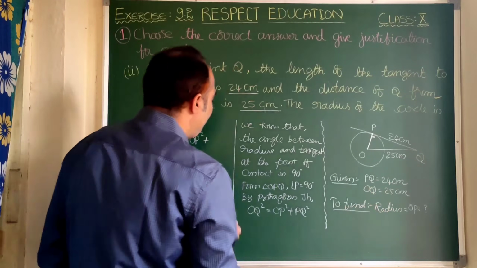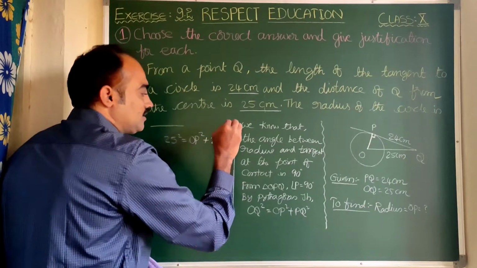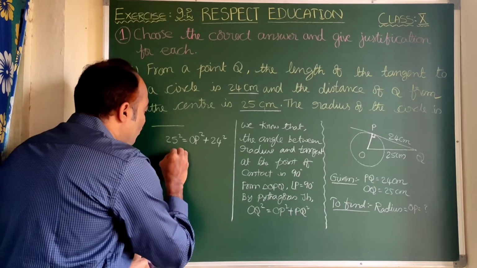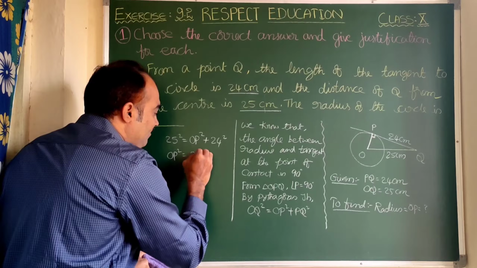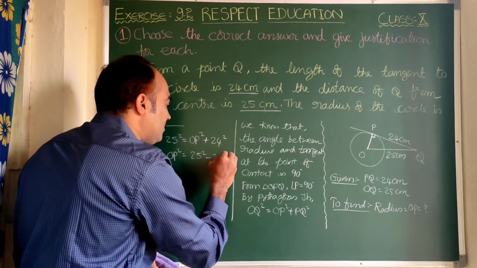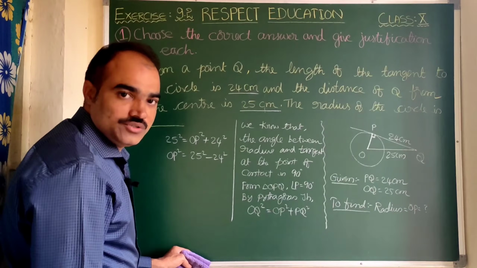PQ is given as 24, so PQ square is 24 square. Let us send this value here, so it becomes OP square is equal to 25 square minus 24 square, as they are bringing 24 square to this side. Here there are two ways to solve.